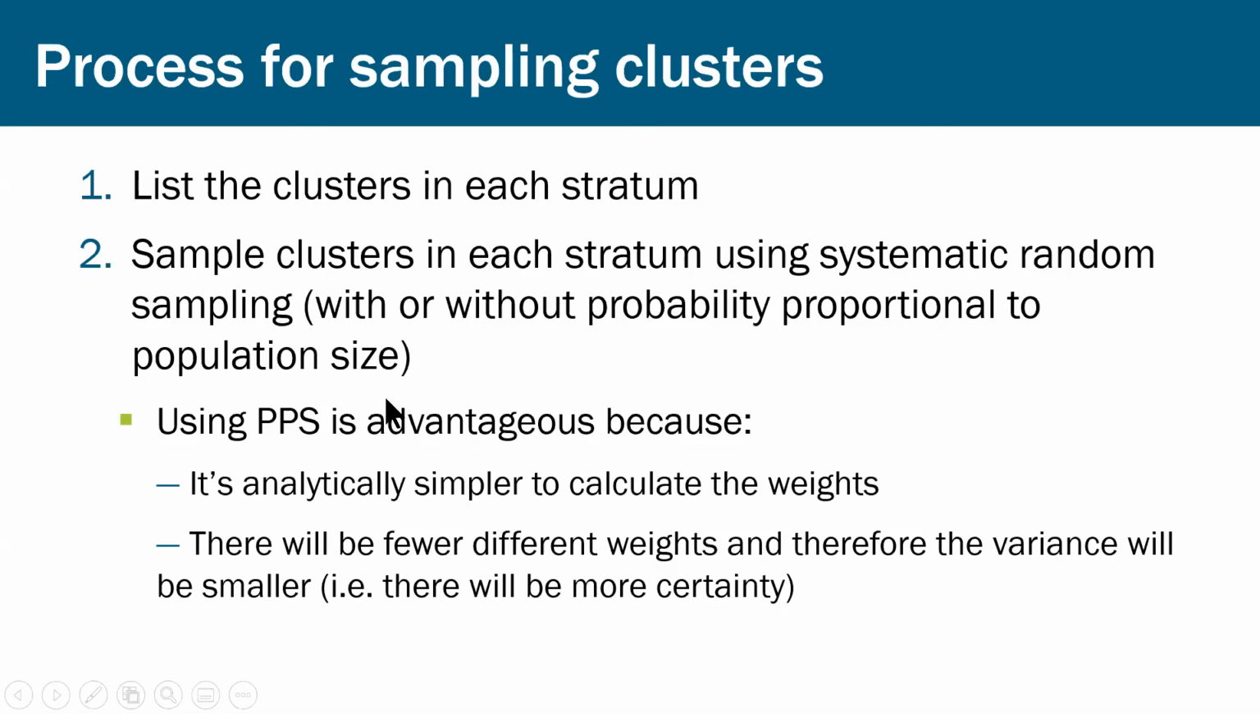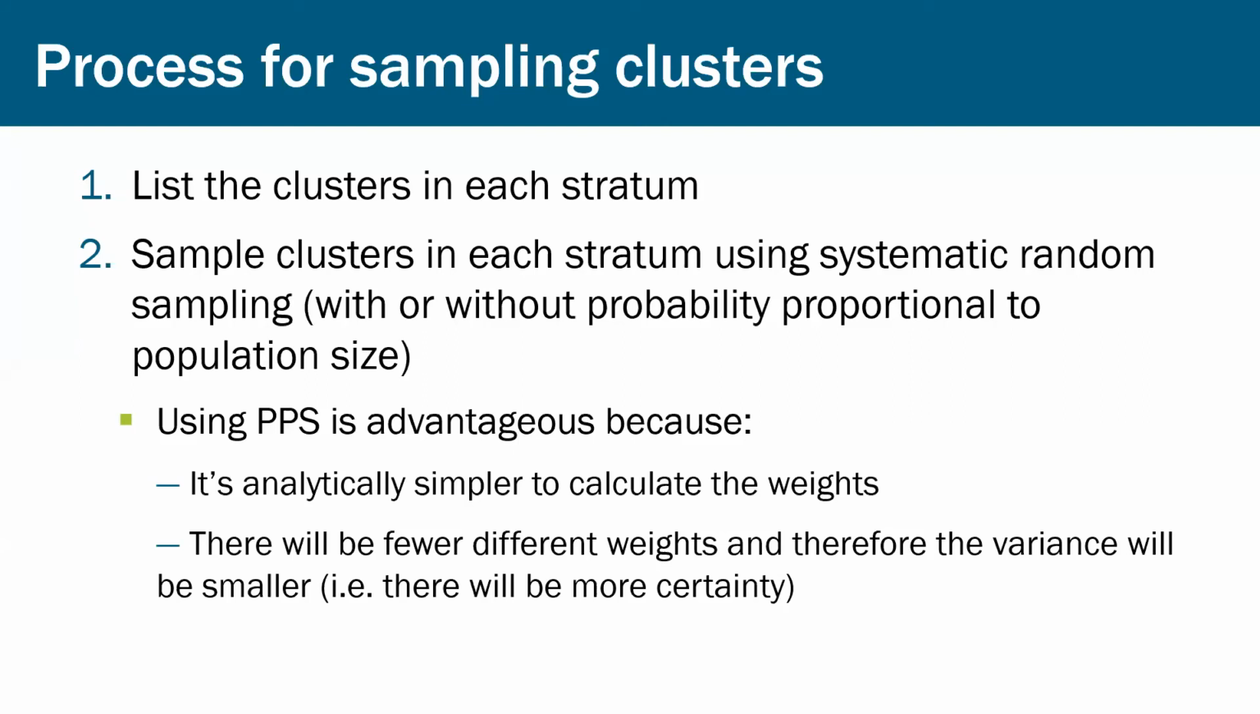But essentially what it means is that larger clusters with more households have a higher probability of being sampled, but each individual household in those larger clusters will have a lower probability relative to households in a smaller cluster. I'm not going to go through the formula, but basically know that if you use PPS within a stratum, everybody will have about the same probability of selection. This is good because it's analytically simpler to calculate the weights. And also you will have fewer different weights.